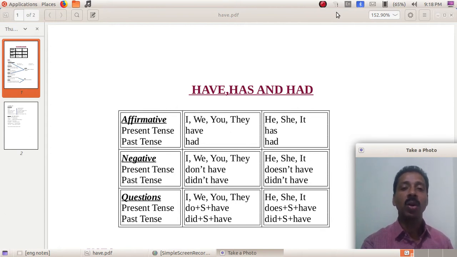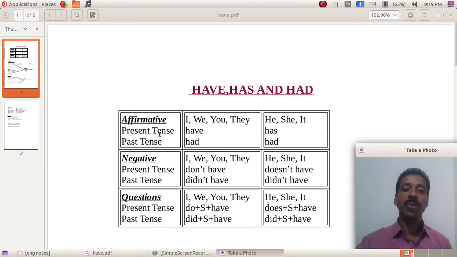So today we are going to discuss the main uses of this have, has, and had. See, I have given here a table. In the first column you can see affirmative, positive statements in present tense and past tense given, in the second negative, and in the third questions. And the pronouns are also given here: I, we, you, and they in the second column, he, she, and it in the third column.